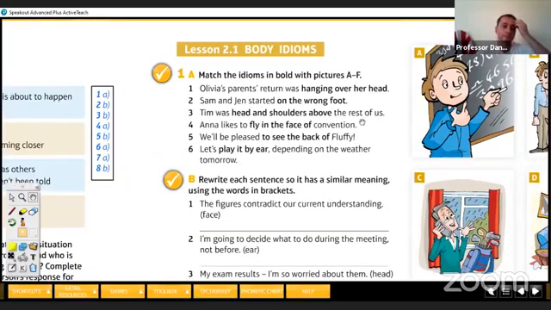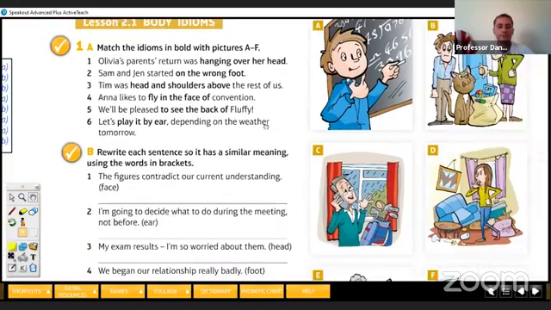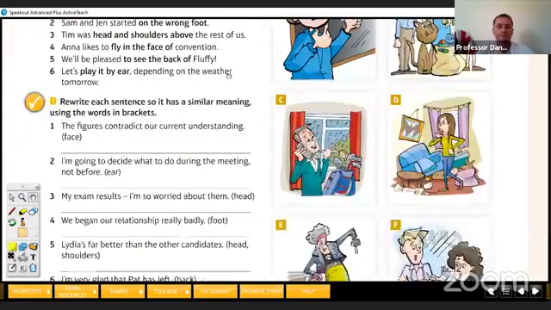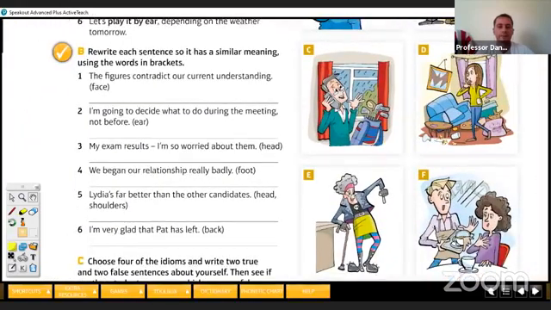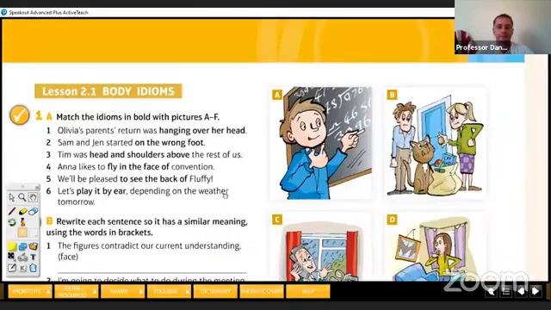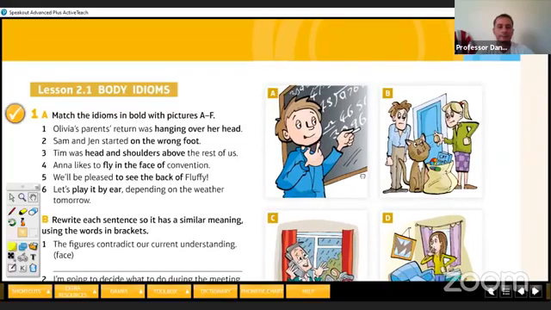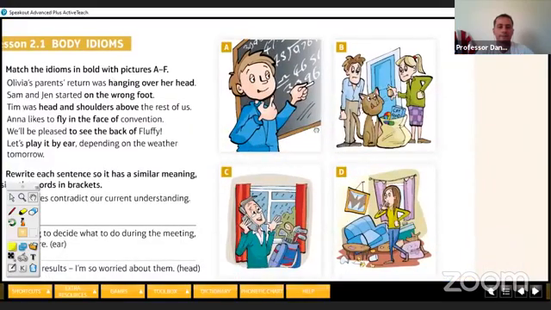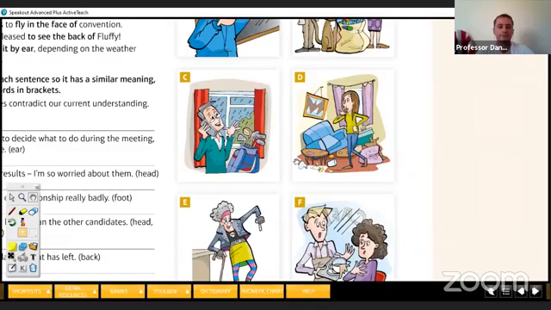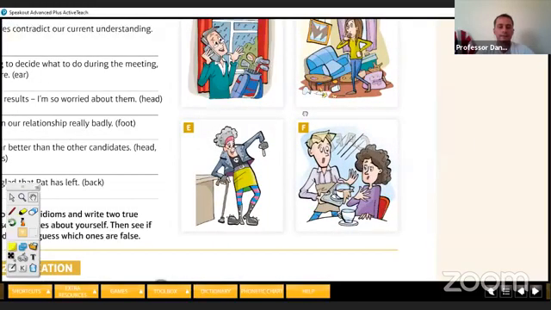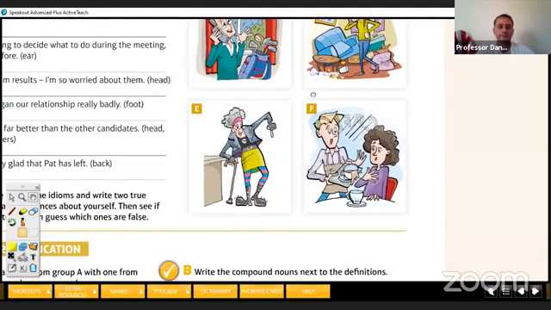Match the idioms in bold with pictures A to F. So we have the pictures here, A to F. Take a look at the pictures: A, B, then we have C, D, E, and F.